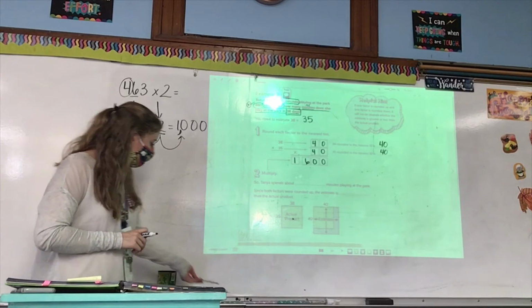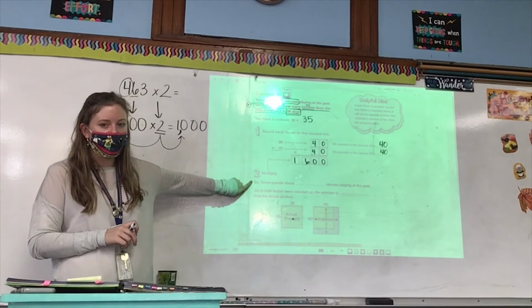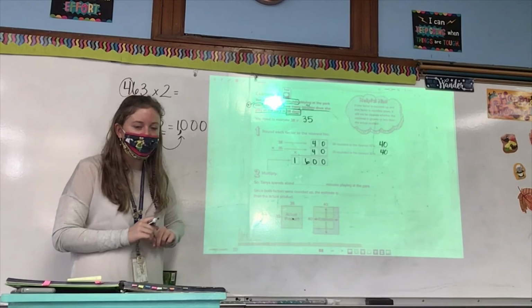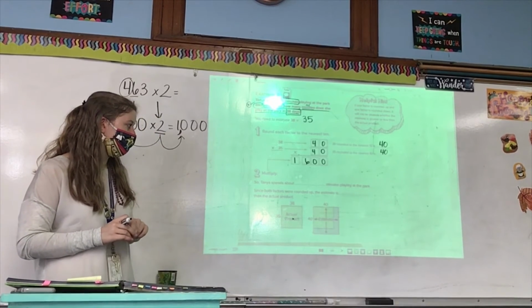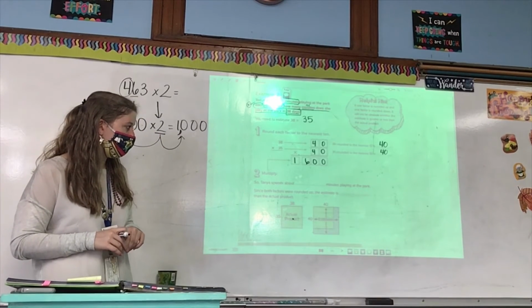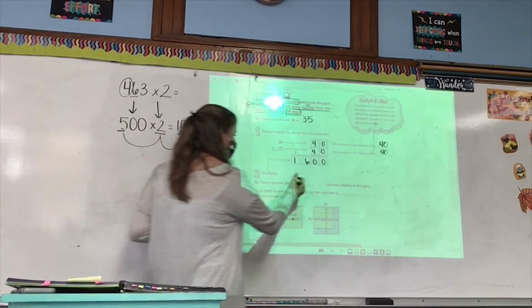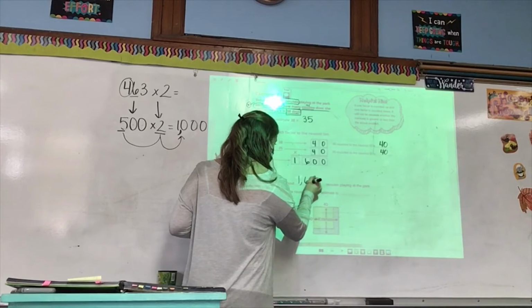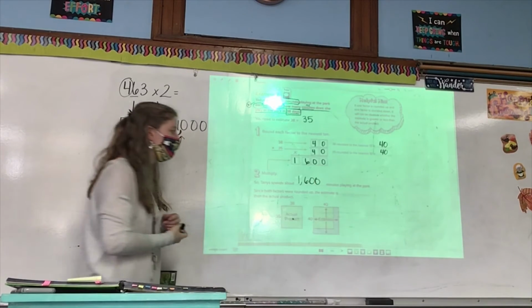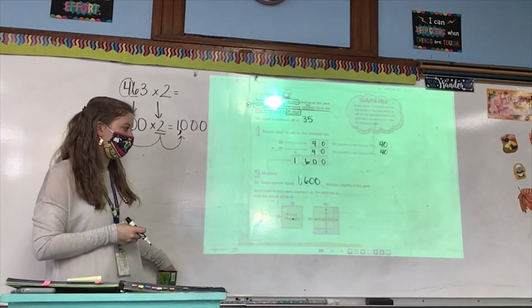1,600. Please read the sentence underneath the number 2, but fill in the blanks for us. So Tanya spent about 1,600 minutes playing at the park. Good. So Tanya spends about 1,600 minutes playing at the park.